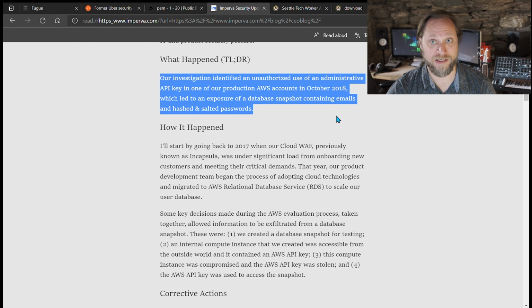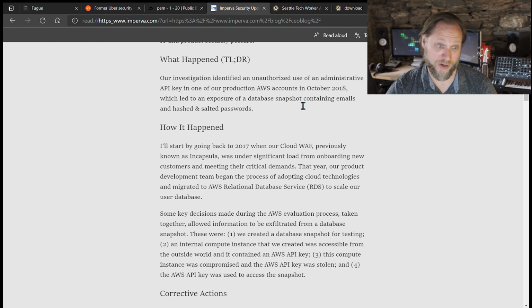Hackers are going for the keys. In this case, an administrator API key in our production AWS accounts in October 2018, which led to an exposure of a database snapshot containing emails and hashed and salted passwords. There was some other stuff in there too.